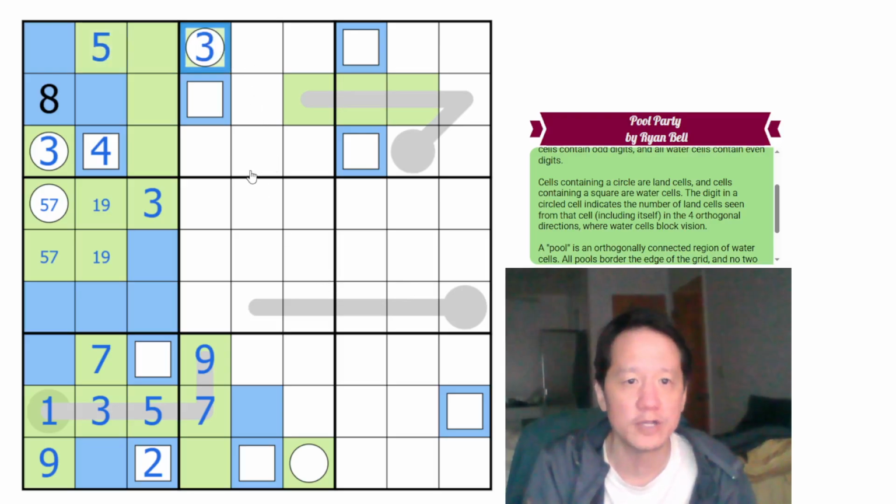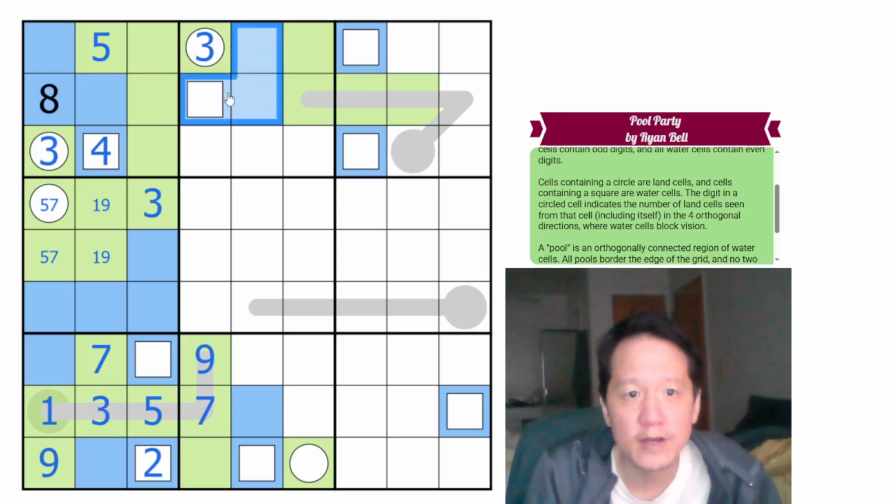That makes this 3, so this must be a water cell because it only sees 3 land cells here. And again, these have to be in the same pool because you can't have touching pools even diagonally, so this has to be the same pool. This has to be different, though, from this, so this must be land.